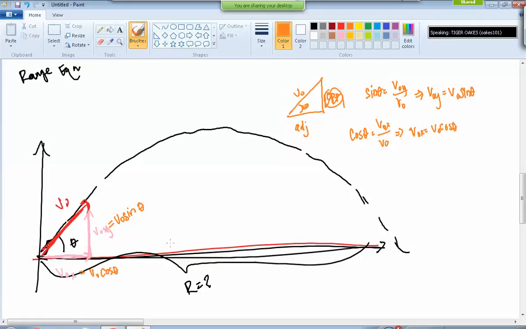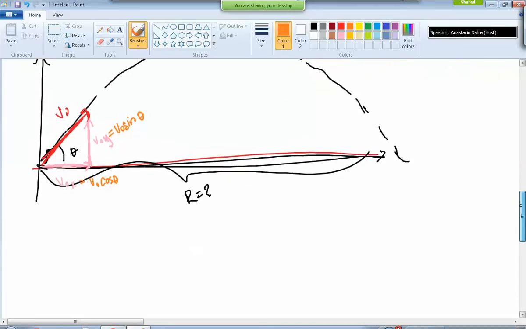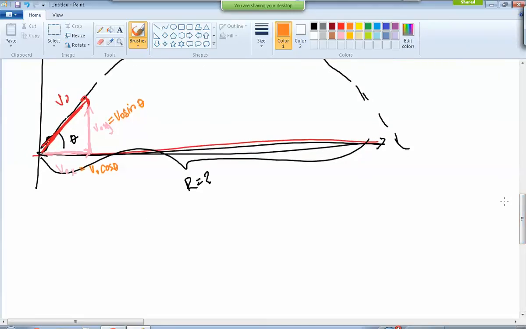Now, how do we solve this problem? Well, we do the same exact process that I showed you earlier. We break it up into two parts. We did that. We broke it up into two components. After that, we look in the y direction and we figure out how long this thing is in the air for. And then after that, we're going to figure out how far it goes during that time it was in the air. So, in the y direction, my initial velocity is v naught sine theta.